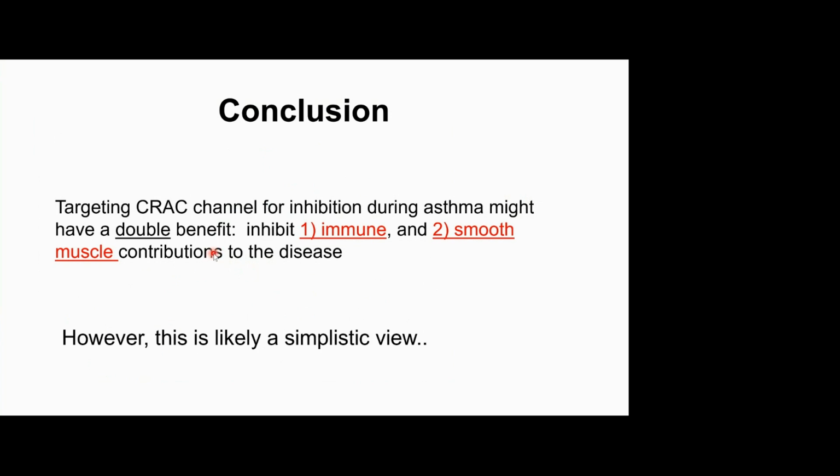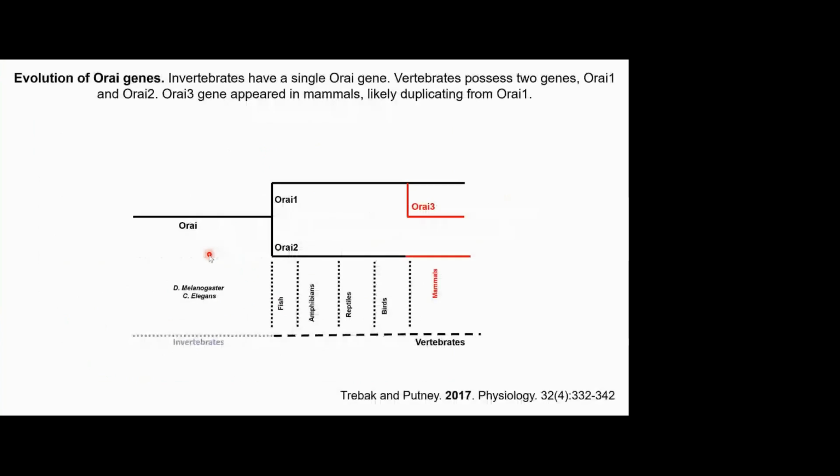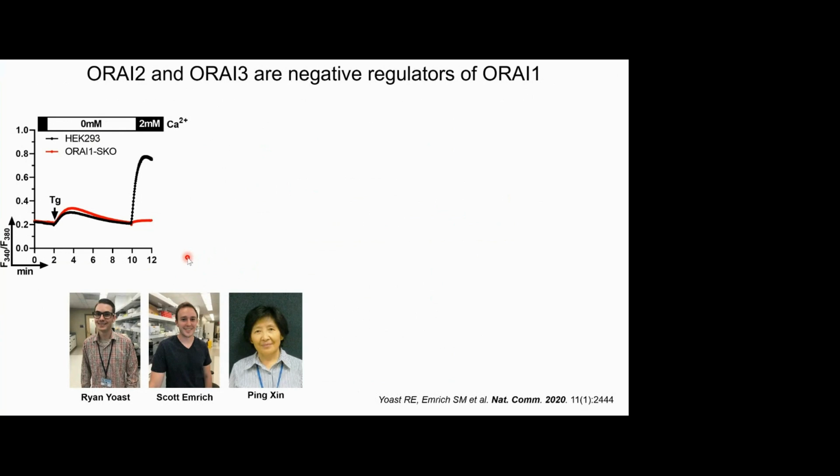But I think that this is probably a very simplistic view, and the reason, as I've been alluding to before in some of my talks, is that there are 3 ORIs in mammals, ORI1, ORI2, and ORI3, and there are 2 STIMs, as Jen told you this morning. And so this makes things a little bit complicated, because when we looked at the HEK293 system, where we did single, double, triple, quadruple, quintuple knockouts, sure, we could confirm that ORI1 is the major channel in response to store depletion. Look at the red trace, the calcium entry is almost completely gone.